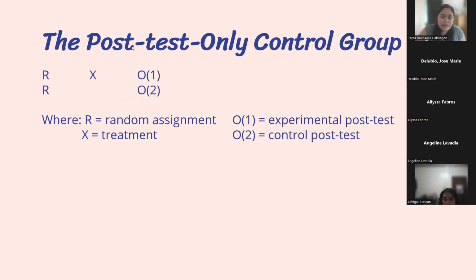And yung iba, nagpo-post test only control group kasi may mga experimental research design talaga na wala kang magagawa na pre-test. So ang gagawin na lang, you will still have at least two groups of participants. There will be random assignment. The other one will receive the treatment tapos magpo-post test na diretso. Tapos the other one will be the control group. Pero both of them will undergo post-test.